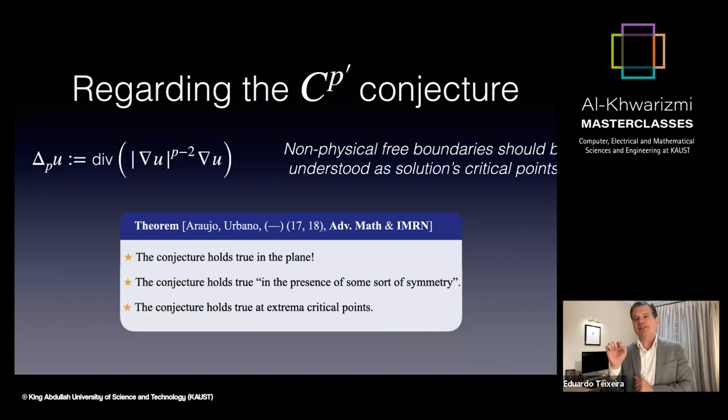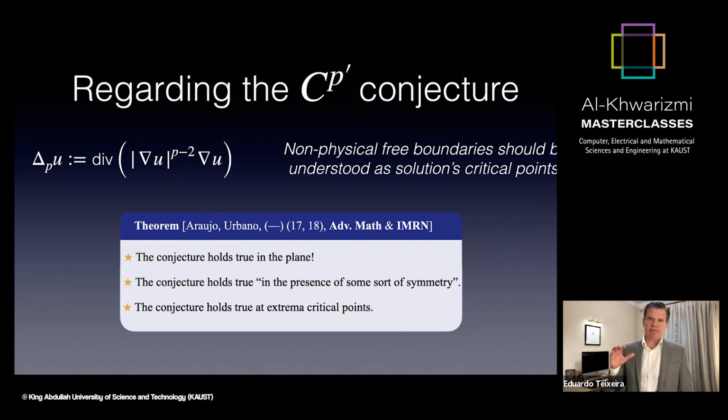And here you see that preciseness is key. You don't want to prove that solutions are C^{1,alpha} for some alpha. You want to prove that solutions are C^{1,alpha star} for a very specific exponent alpha star, which is p prime minus 1, right? So what we have been able to prove was that the conjecture is indeed true for functions with two variables, so in the plane. The conjecture is also true in the presence of some sort of symmetry. So if you give me a little bit of symmetry, the statement is true in any dimension.